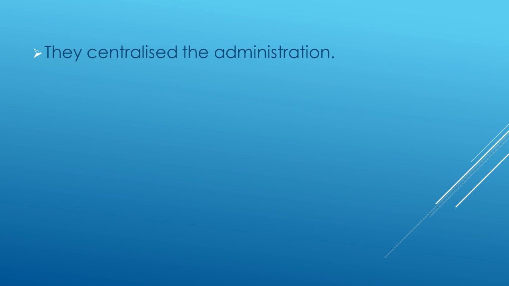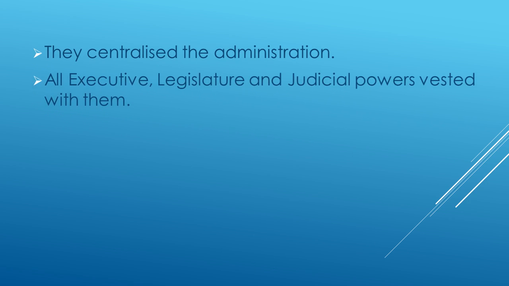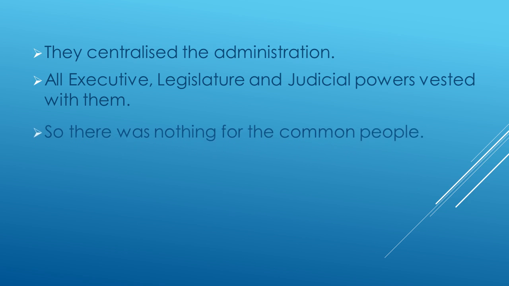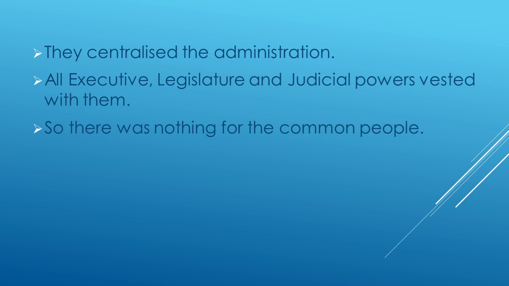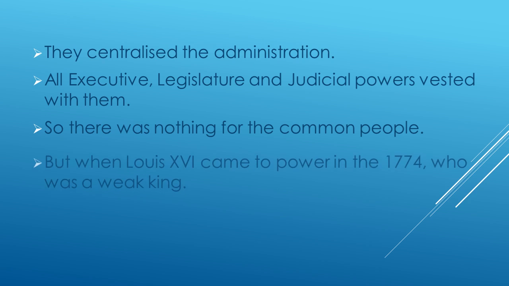They centralized the administration, meaning all the executive, legislative and judicial powers were vested with the king. If you take the present day, we have a separate executive body, a separate legislative body and a separate judicial body. But at that time, all these three departments existed in one place and all the powers were vested with the king. So the people had to follow the king blindly. If they opposed, they would be killed. So there was nothing for the common people. Everything was with the king.